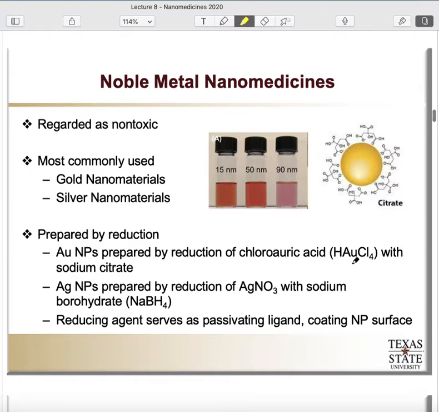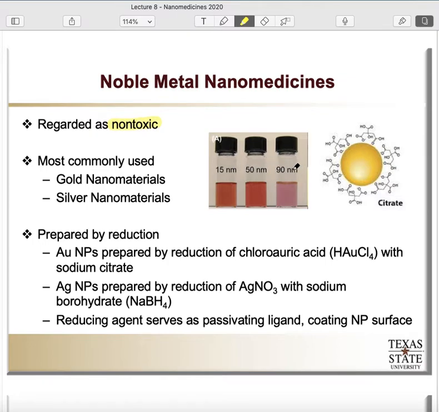All right, so now we move to noble metal nanomedicines. So in noble metals, basically, we're going to be talking about gold particles. They are typically regarded as non-toxic. There's a long history of their use in biomedical applications. The most commonly utilized are going to be gold nanomaterials and silver nanomaterials.